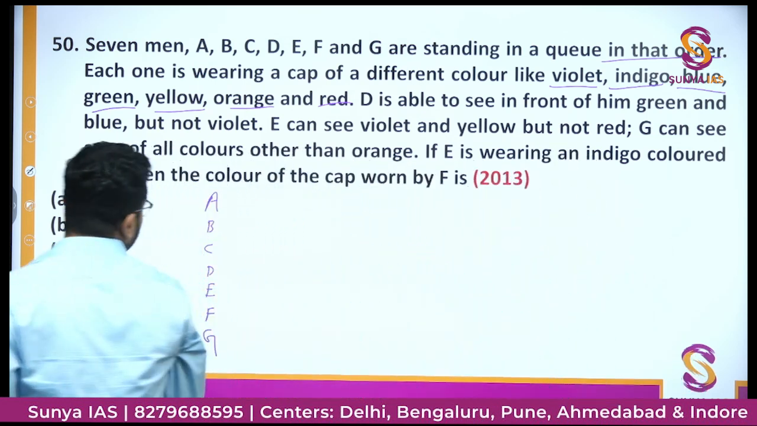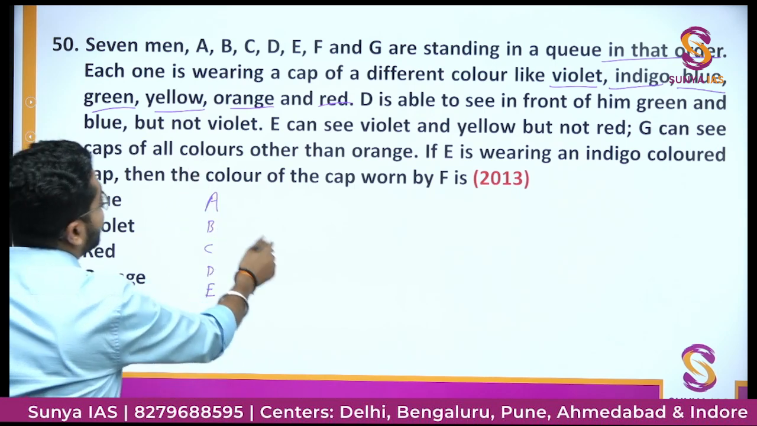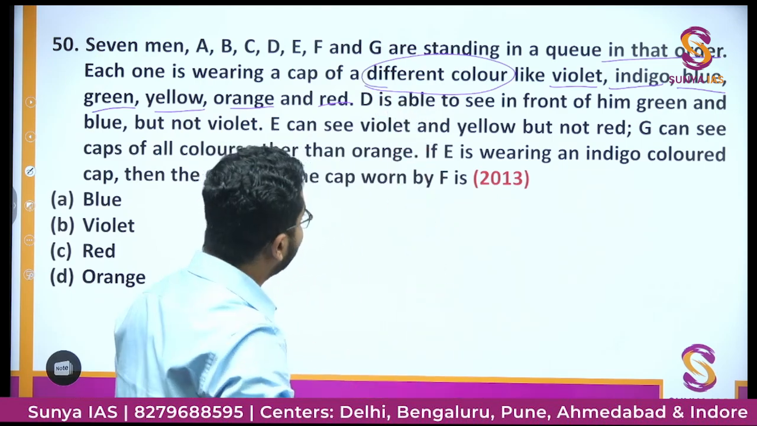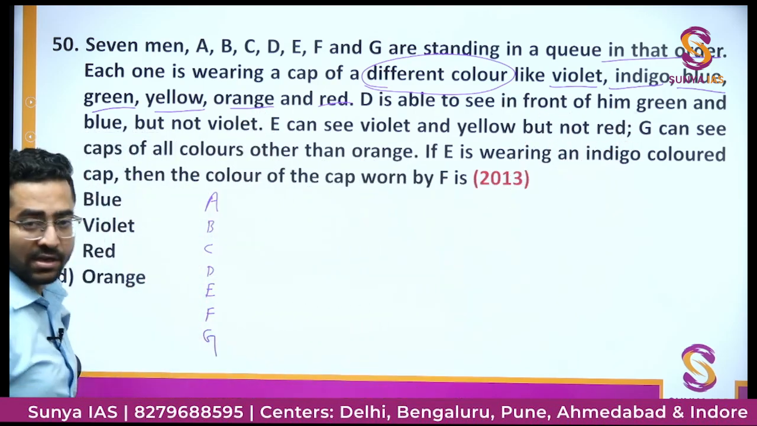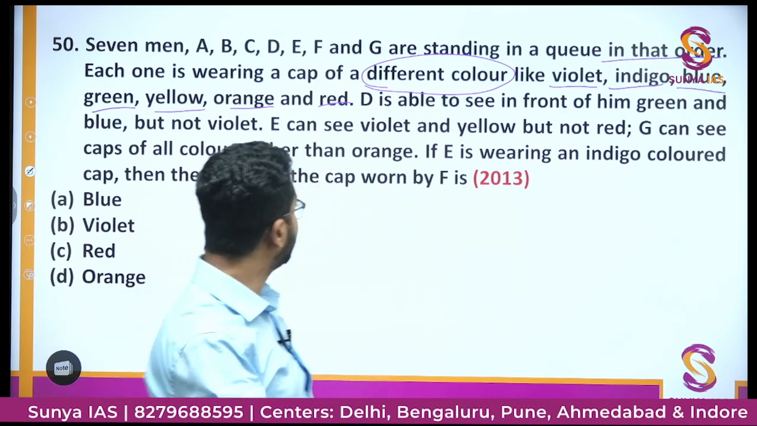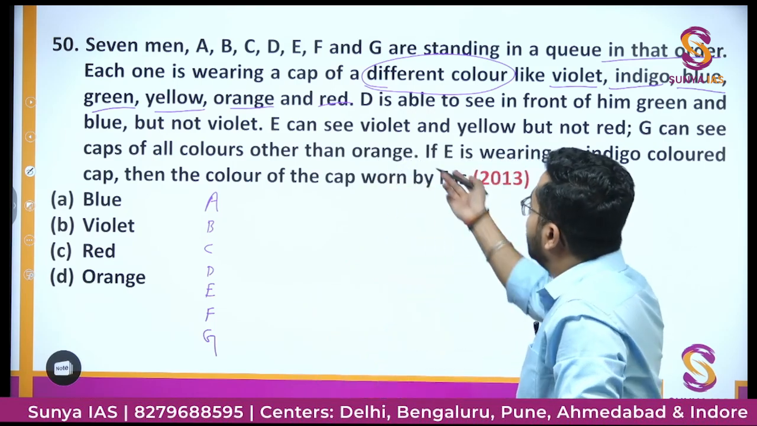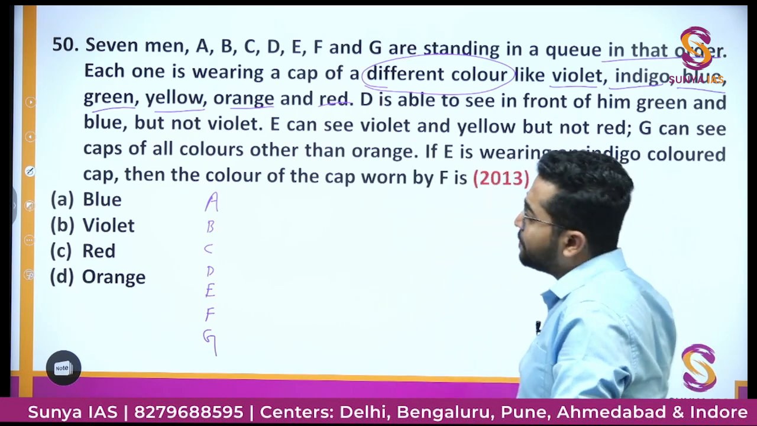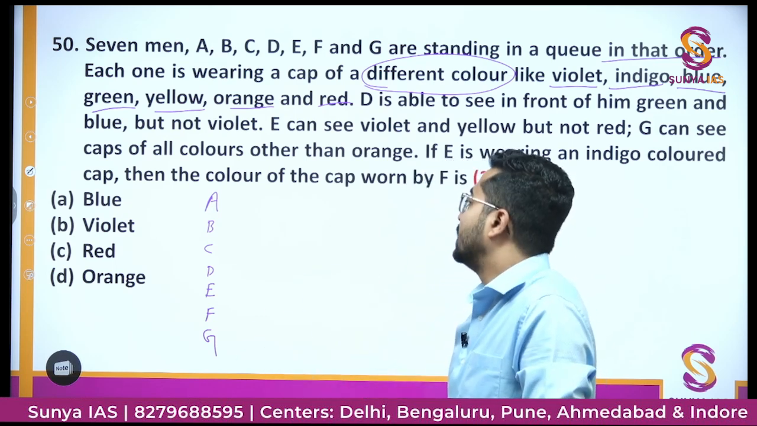Each one is wearing a cap of a different color. That means there are 7 persons, so there would be 7 cap colors: 1, 2, 3, 4, 5, 6, 7. Everybody is wearing a different colored cap. What does it mean that D is able to see in front of him but not violet? He can see some colors and cannot see others. This is the basic concept. If you use your mind a little, you will understand which color someone can see and which they cannot.